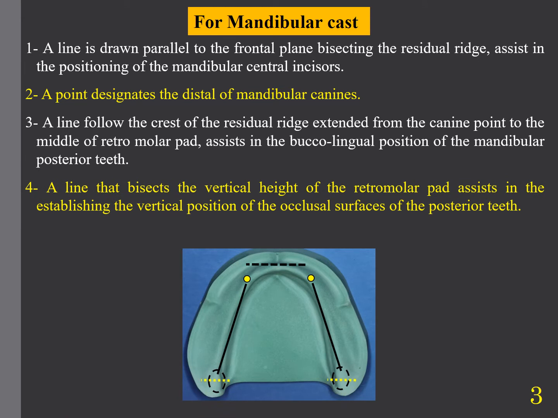A line that bisects the vertical height of the retromolar pad assists in establishing the vertical position of the occlusal surfaces of the posterior teeth. This line is used to arrange the posterior teeth, which should be not higher than the retromolar pad.